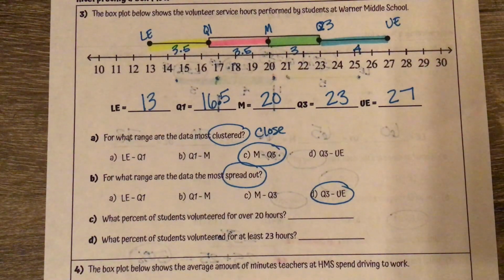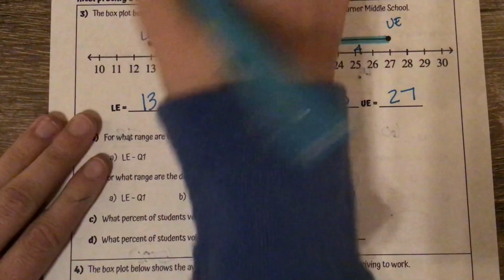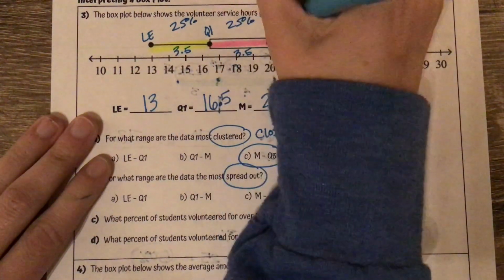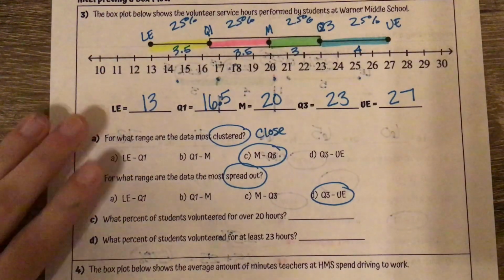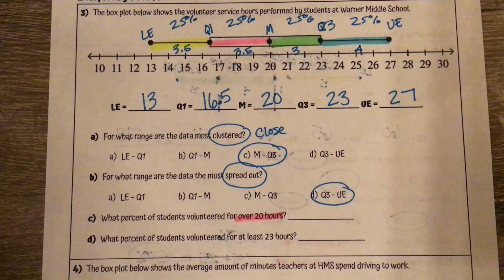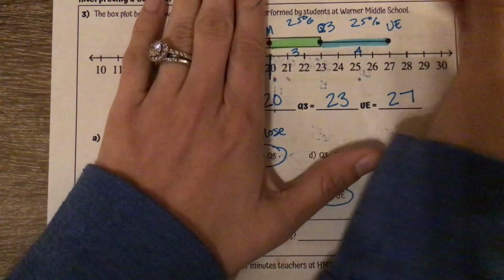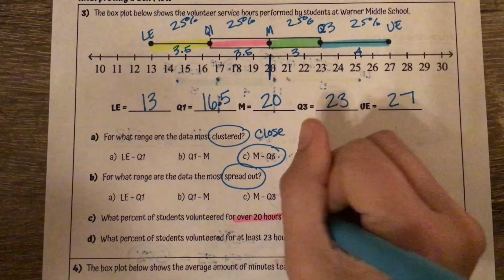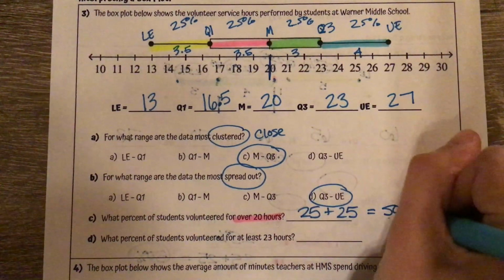What percent of students volunteered for over 20 hours? Well, we have our 4 sections, 25%, 25%, 25%, 25%. So for over 20 hours, that means higher than, larger than 20. I find 20 on here. We're talking about above. We have 2 sections above, so 25 plus 25, which gives us a total of 50.